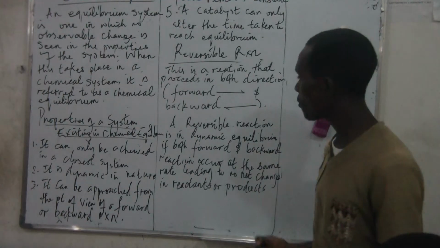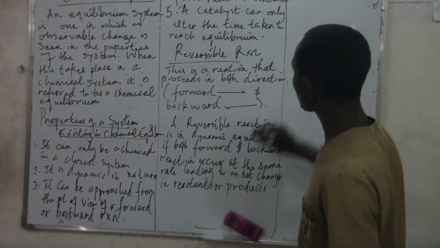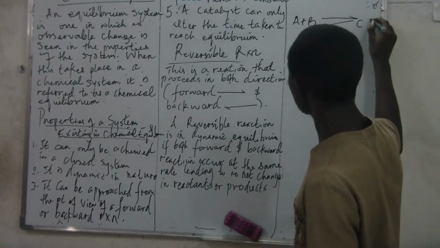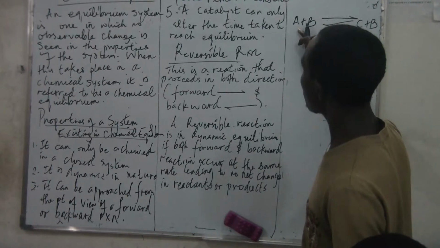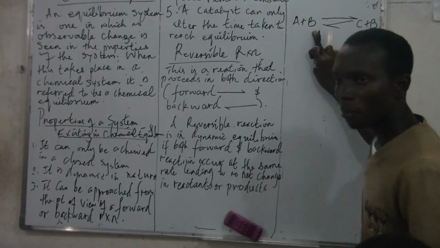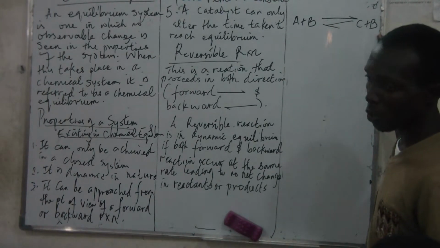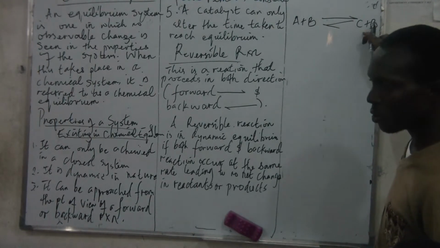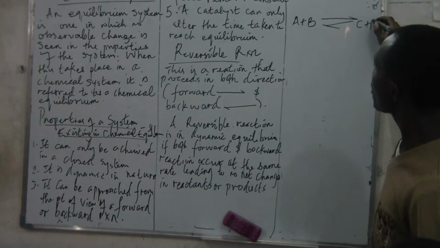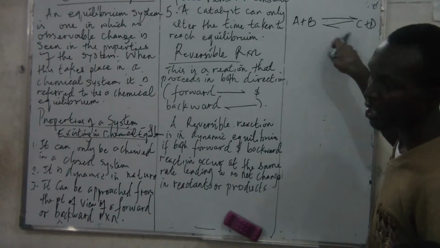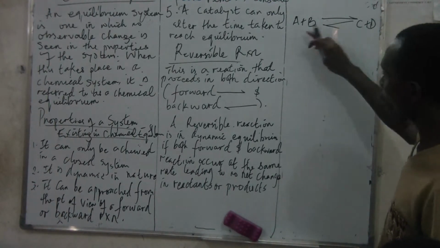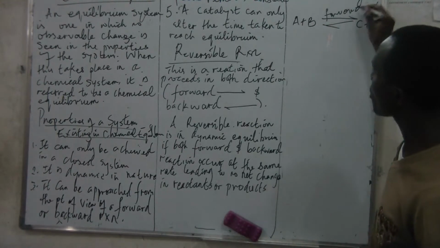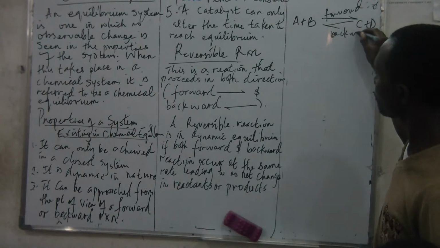We have a simple reaction of this nature. A plus B giving us C plus D is known as the forward reaction. While when C reacts with D again to give us A plus B, this is what we call the backward reaction. So this is the forward, and this is the backward reaction.